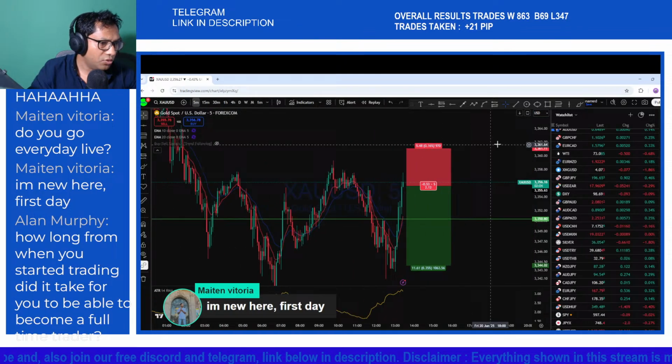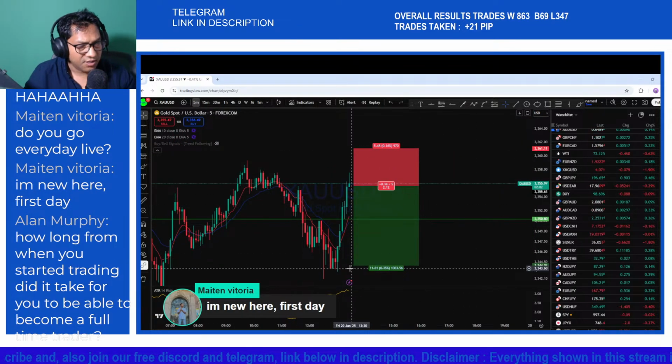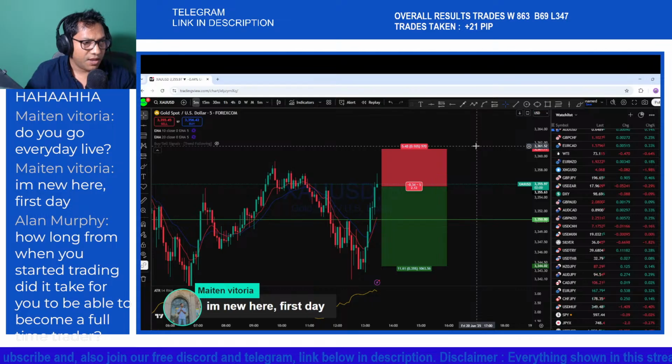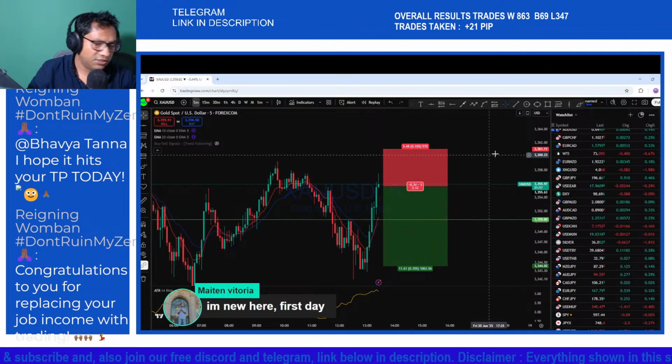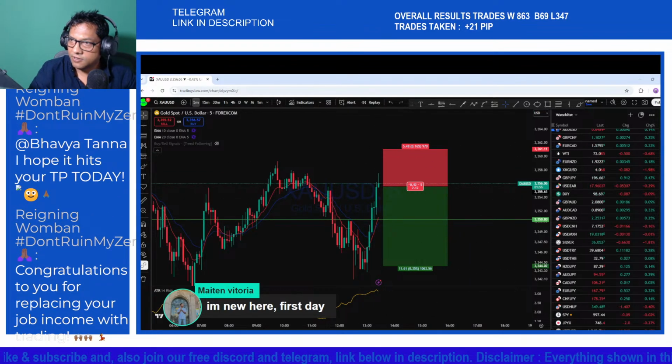If you look at the 5 minutes, you can see this is a pretty sharp bounce here, and that's where you can see the market is heading back to the upside in that direction.